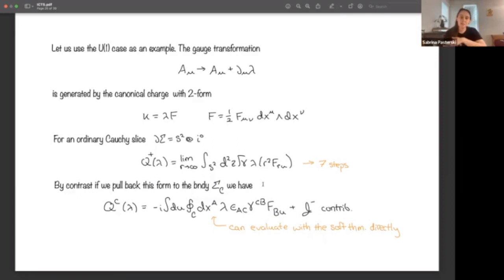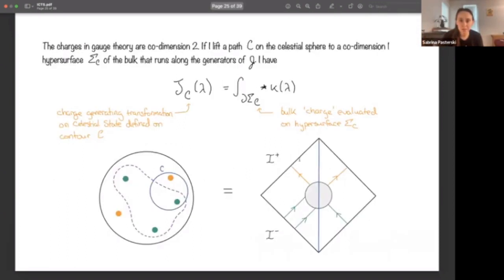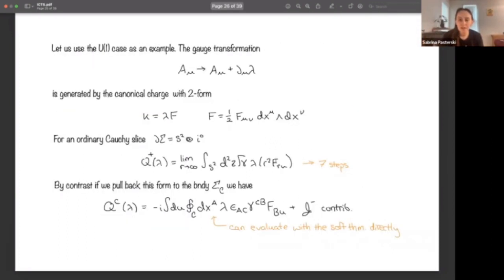Now, if I cut my space-time on a normal Cauchy slice, then the boundary of that Cauchy slice is going to be some time slice of spatial infinity, which will be some S2, where the value of that gauge field F mu nu that I have as this canonical charge is pulled back to that codimension two surface. So remember I'm taking star K is F.